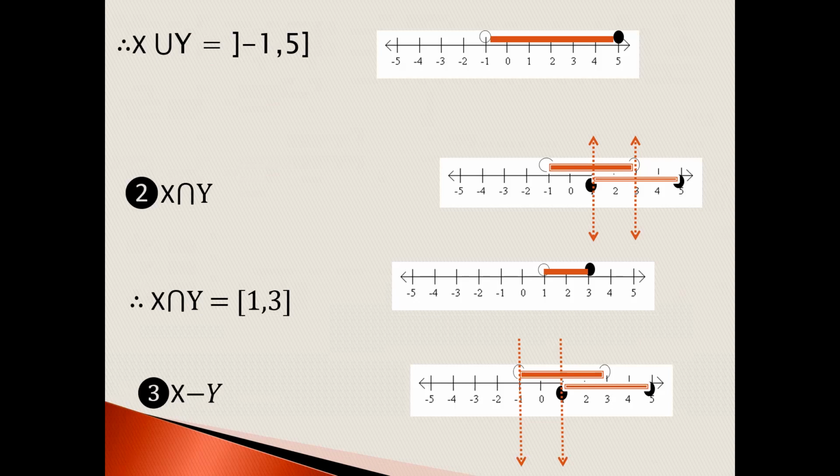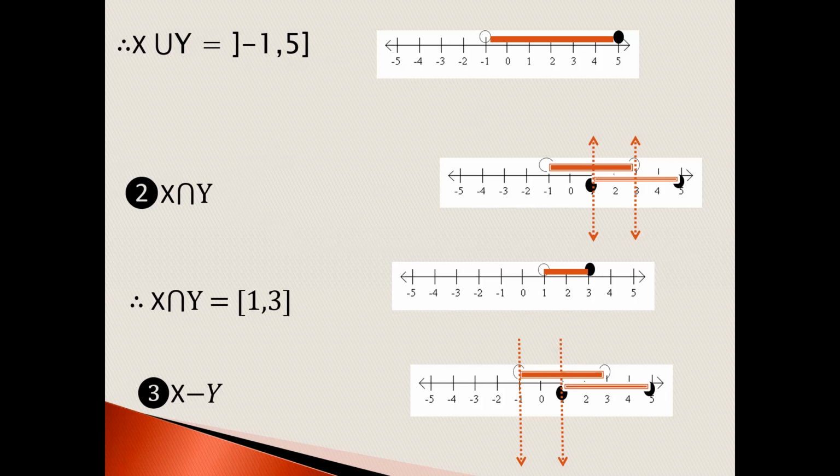So the answer here, negative 1 is open. But here 1 is closed. Why? Because 1 is included in y. But I want the difference, x difference y. I will take the numbers found in x but not found in y. So here 1 is included in y, and I want to cancel it. So I take the opposite: it's closed, it will be open.